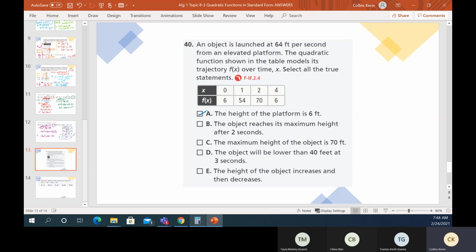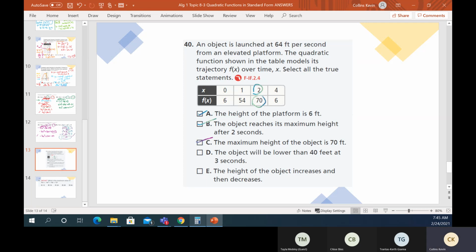So the object reaches its maximum height after 2 seconds. So here's 2 seconds, and it's 70 feet off the ground. So as far as we know, yeah, according to this chart, it reaches its maximum height after 2 seconds. Check. So it says the maximum height of the object is 70 feet. Check.